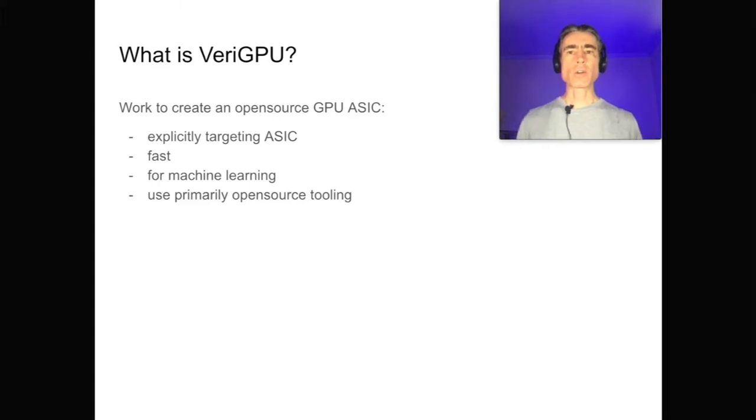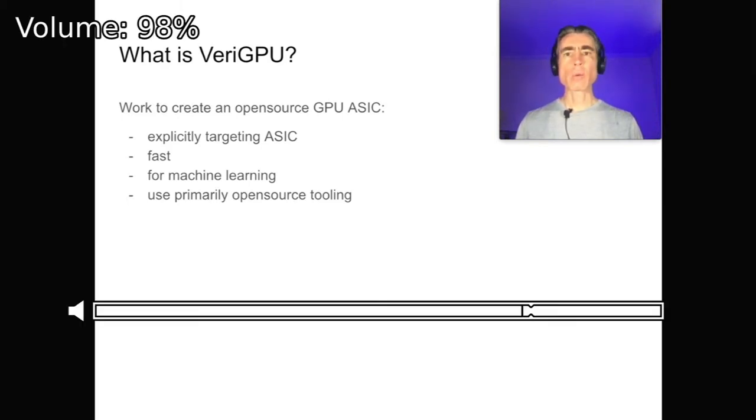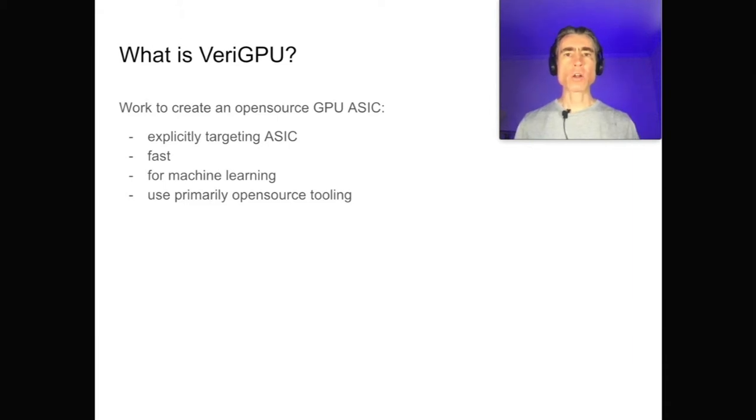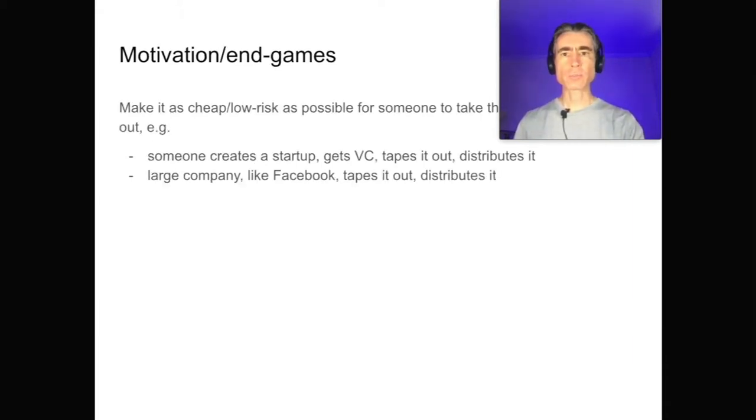So what is VeriGPU? VeriGPU is work to create an open source GPU ASIC. So we're explicitly targeting ASIC, not FPGA. We want it to be fast. It's only for machine learning, and we want to primarily use open source tooling.